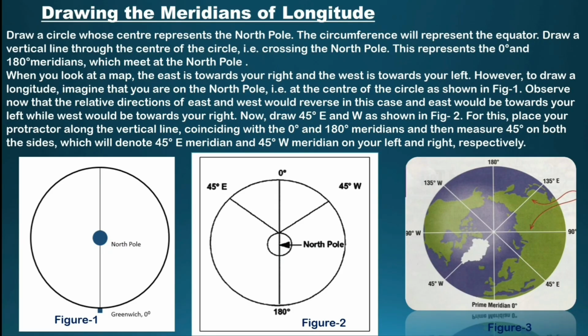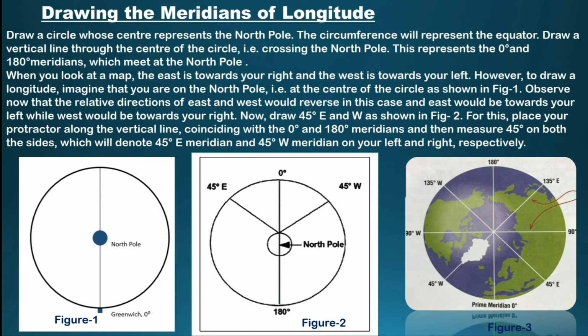Now let us see how to draw the meridians of longitude. Draw a circle. The center represents the North Pole and the circumference will represent the equator. Draw a vertical line through the center of the circle, crossing the North Pole. This represents the 0 degree and 180 degree meridians which meet at the North Pole. Here in this picture you can see this is the prime meridian and this is the anti-meridian. So both meet at the North Pole.